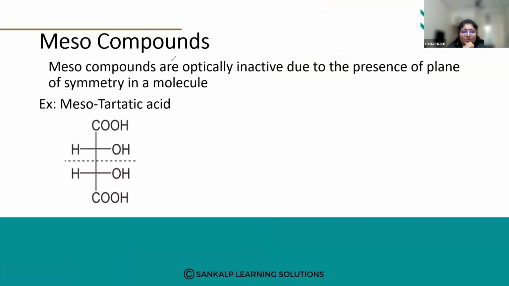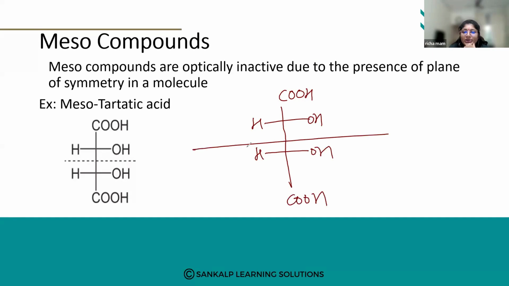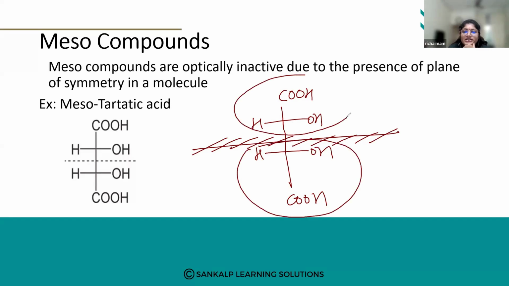What do you mean by meso compounds, students? Meso compounds are optically inactive due to the presence of a plane of symmetry in the molecule. Now, what do you mean by plane of symmetry? I have a molecule here with HOH, HOH, and COOH. If I put a mirror here, you can see this half of the molecule is the same as this half. So they will cancel each other.